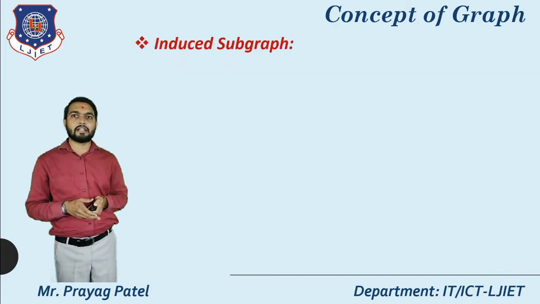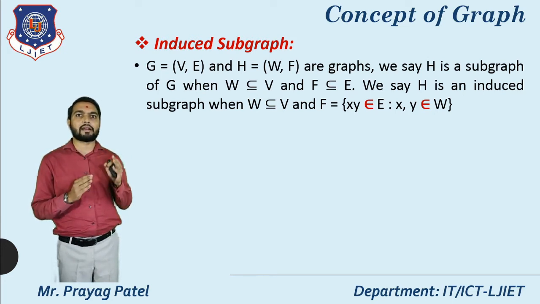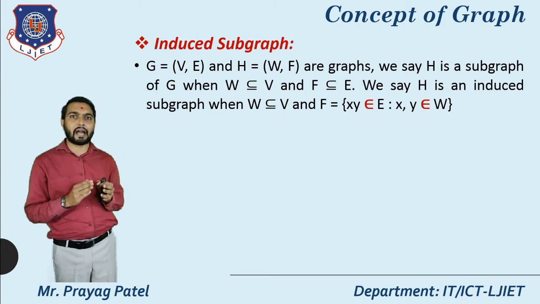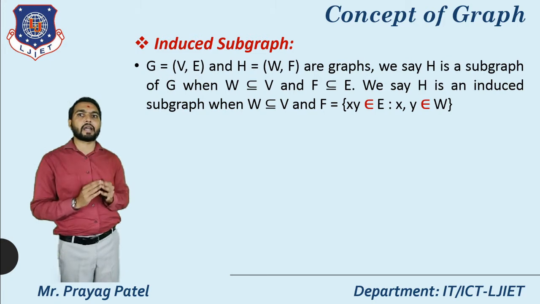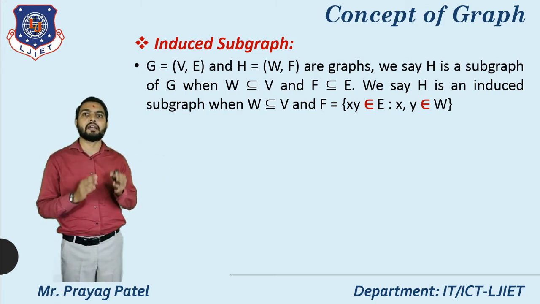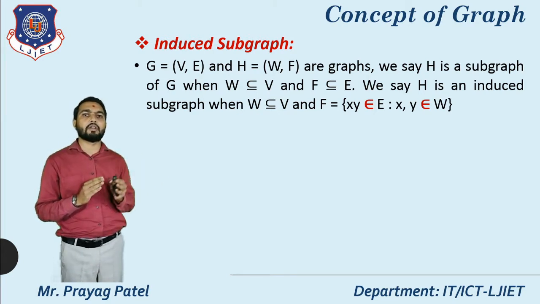Now next consider the induced subgraph. The definition of the induced subgraph is: G = (V, E) and H = (W, F) are graphs. So here G and H are both considered as graphs. We say H is a subgraph of G. So if H is a subgraph of G, then we can say that W is a subset or equal set of V and F is a subset or equal set of E.